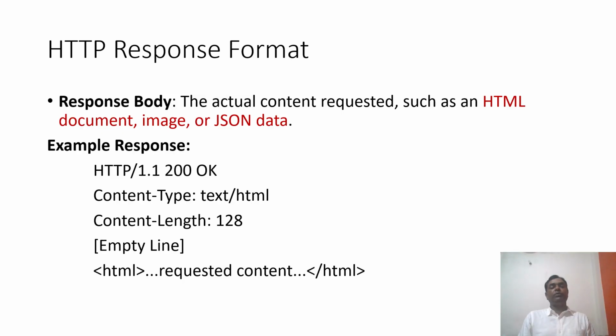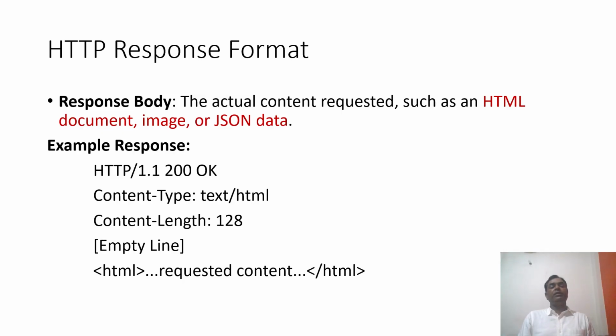If you look into the response format, first it is written HTTP 1.1, that is the protocol. 200 represents success. Then the reason phrase, that is OK in this case. Content-Type, that is text/HTML, it is a header. The key is Content-Type and the value is text/HTML. That means we are getting the data from the server in the form of text/HTML.